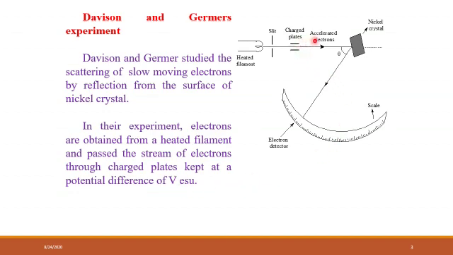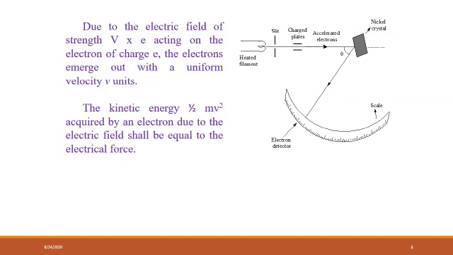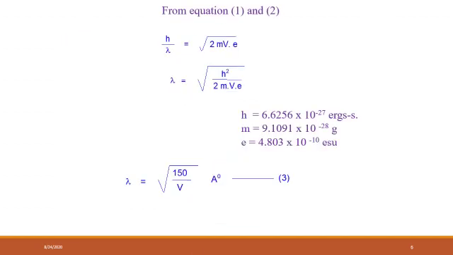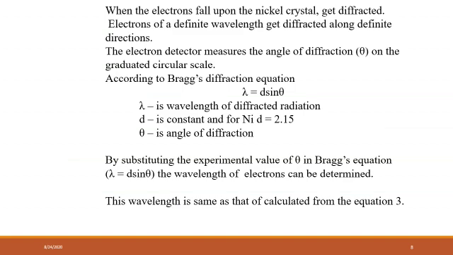You can see in the diagram the nickel crystal, the electron detector and the scale. This angle theta is measured here. Here the nickel crystal is there, so the electrons are diffracted. You can see here the diffraction pattern of the electron. The electron detector measures the angle of diffraction theta on the graduated circular scale.